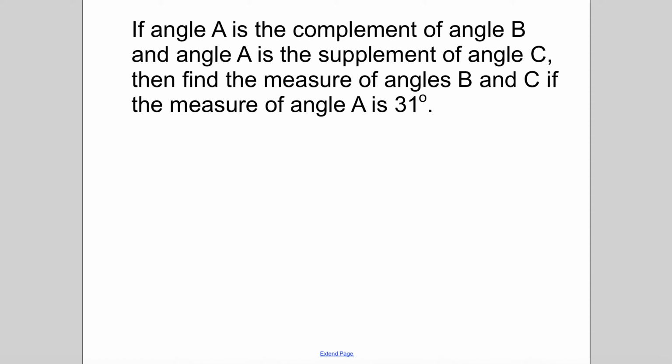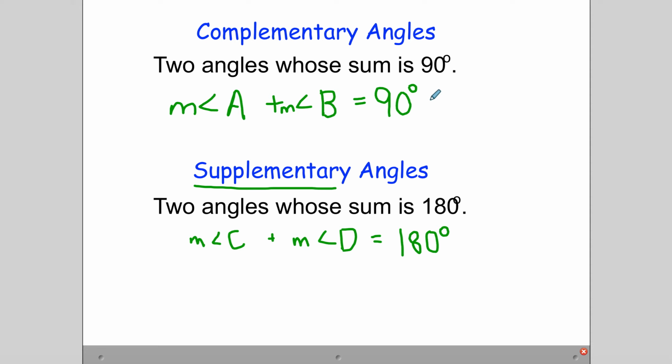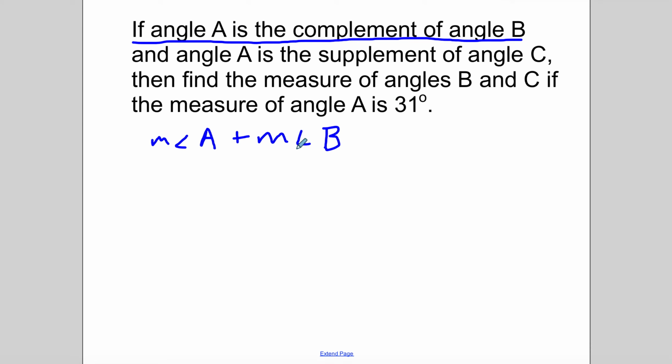Let's dissect this. If angle A is the complement of angle B, what does that mean? What does it mean for two angles to be complements? It means that when I add those two angles together, let's go back in our notes and find it. Complementary angles mean that two angles sum to 90. So if angle A is the complement of angle B, that means when I add them together, they are 90.